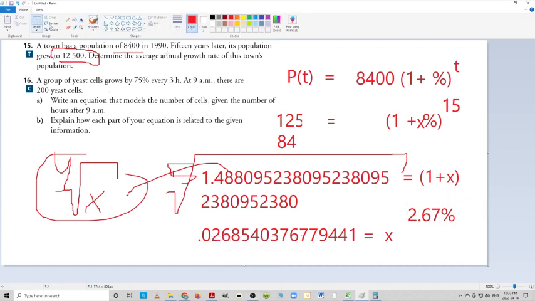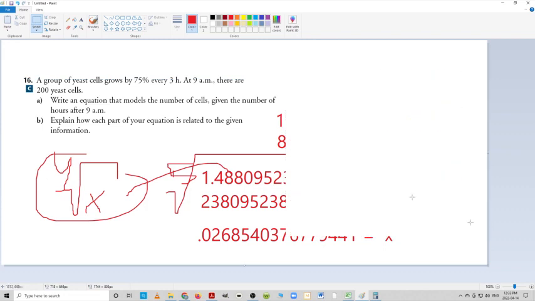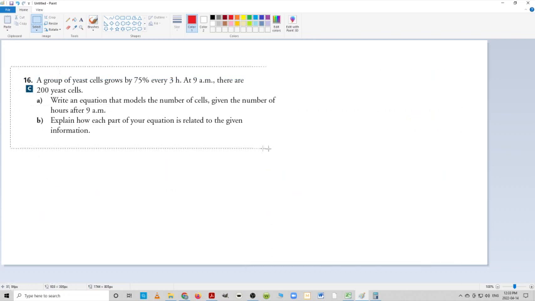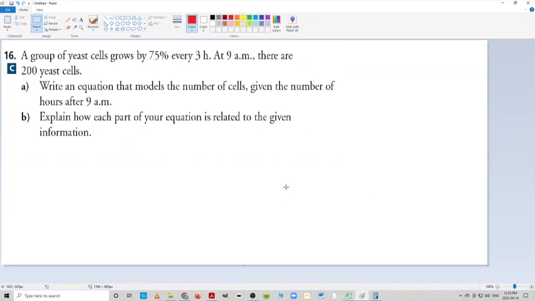All right, on to the next one. These questions you can actually figure out because they give you the exponent. The other ones are tougher because you don't know logs yet. So this yeast is growing every 3 hours by 75%. And this is a tough one because it's every 3 hours, not every hour.